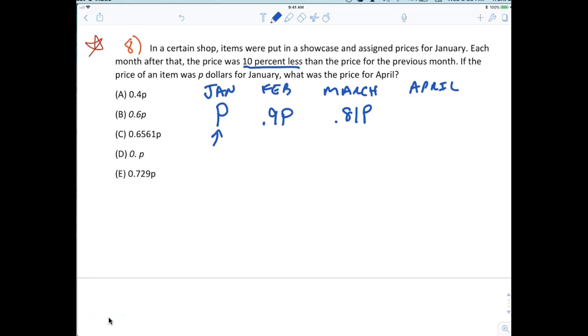So now, in April, I'm doing what? Another 10% off, which means I'm going to multiply by what, Connor? Nine. Say it. By 8. I'm not sure why you think by 8. Well, what's the price of it in March? What would be the price of it in March? 0.81. Right, so now what would it be in April? What do I do? I don't care what the number is. I just want you to tell me how I would find out the price in April.